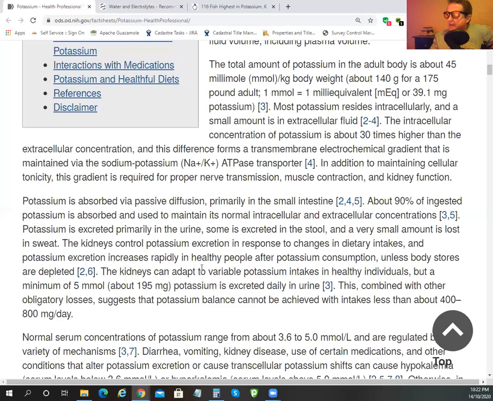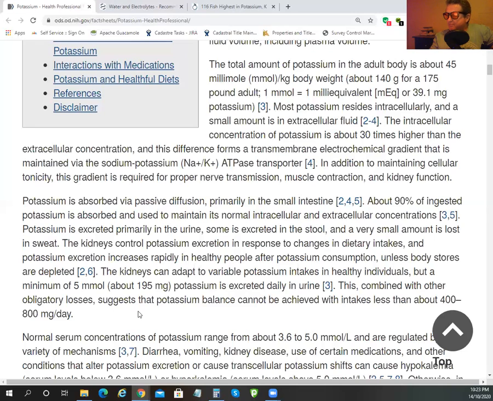Kidneys can adapt to variable potassium intake in healthy individuals, but a minimum of 5 millimoles, about 195 milligrams of potassium, is excreted daily in the urine. So that's the bare minimum. So if you're not getting enough, the body's going to go, "Ooh, we're going to hold on to it." Like remember with the magnesium, how much the kidneys recycled back and lost very little. Exactly the same sort of thing. The kidneys are there to basically say, we better not excrete as much.